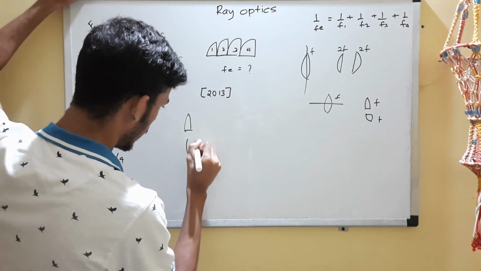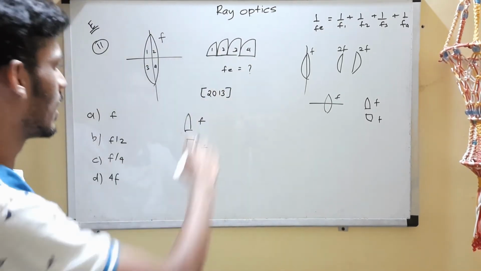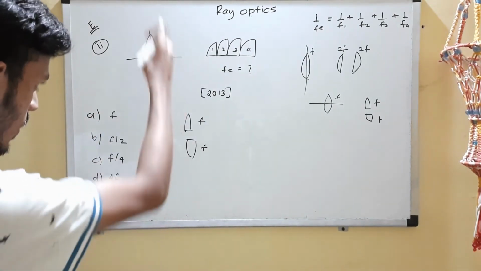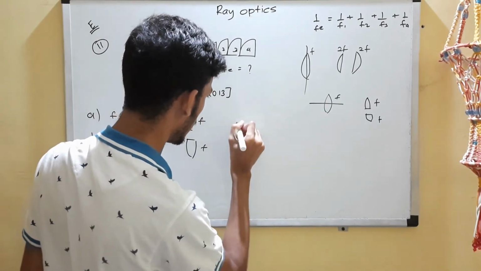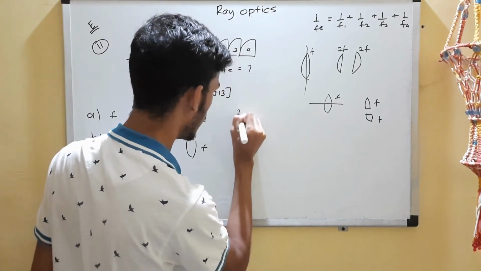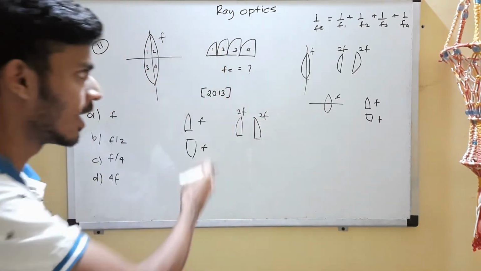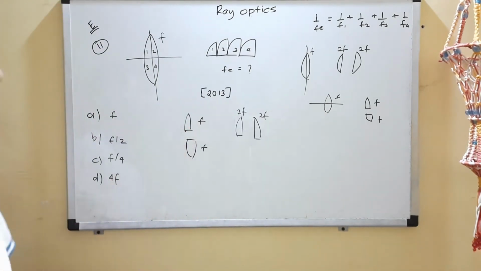When we cut this lens horizontally, we have f and f, right? Now let's cut each of these pieces vertically. So we'll have piece 1, which will become 2f. Again, piece 2 will also become 2f. When you cut it vertically, it becomes 2f, right? It becomes twice the original focal length.